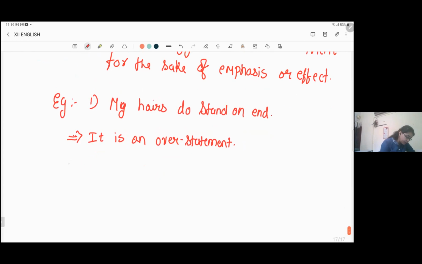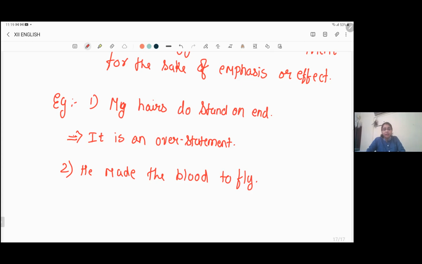Write the second example for this. He made the blood to fly. खून उड़ता है क्या? No, but just as an imagination, I saw it. There was a bottle of blood in a clinic. It just dropped down, so it broke. And when it broke, the blood splashed. So when it splashed, the blood was flying.